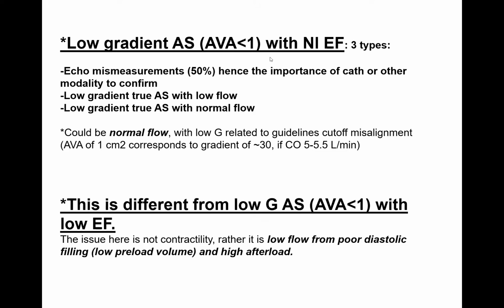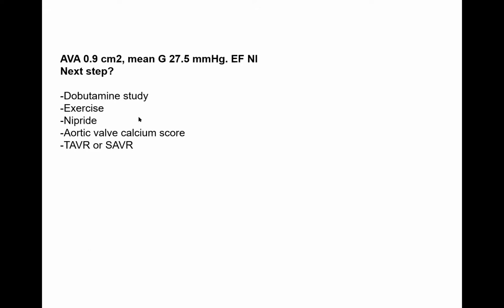But when you have low gradient AS with normal EF, the issue is poor diastolic filling, low preload volume. You have a thick and concentric LV cavity that's not able to fill. You have high afterload from hypertension. Low preload, high afterload create low output in a patient with normal contractility. So whenever you have low gradient severe AS with normal EF, dobutamine is not the answer. You should not do it because the issue is not contractility.